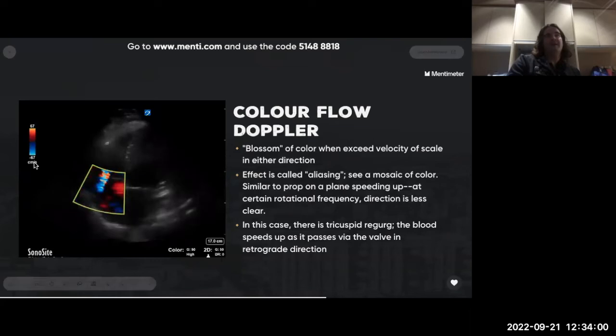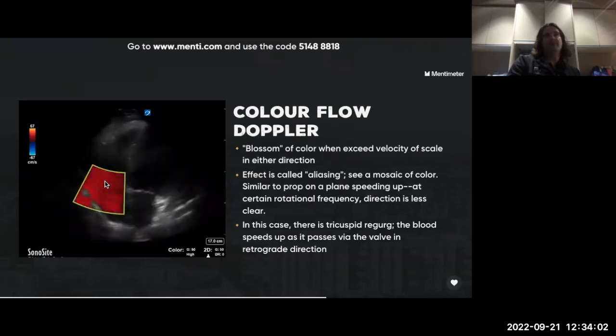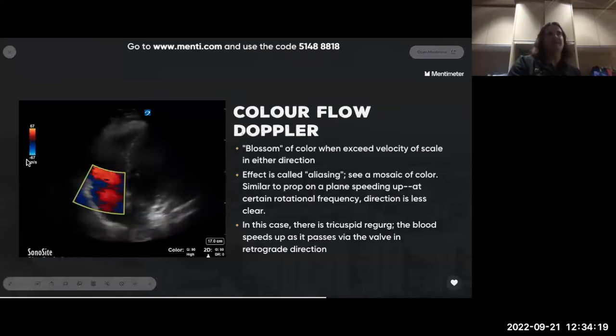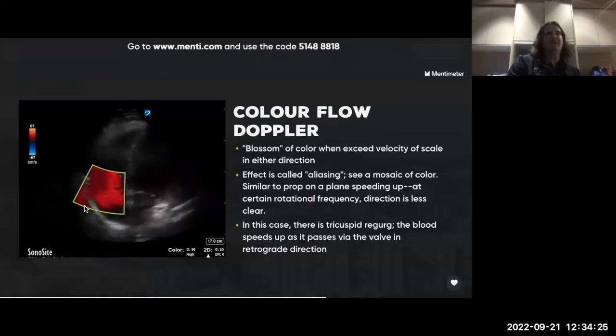You can see here that it is blue mostly, but there's also some mix of color there at the start. And that's because the neck of this jet is very, very fast. Okay, there's obviously regurg here, right? Can everybody see the regurg there? So the neck of this jet is the fastest blood flow. It's exceeding this velocity in the retrograde direction. That's why it's color mixing. But then as the jet expands, it slows down and it's a little more blue.